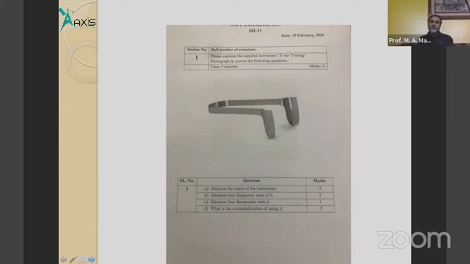Therapeutic means the same way. Therapeutic uses: number one, during anterior nasal examination for nasal packing in case of epistaxis. Number two, to cauterize the bleeding point in case of epistaxis. Number three, in intranasal polypectomy operation. Number four, in antral washout. So these are the four therapeutic uses of this instrument.